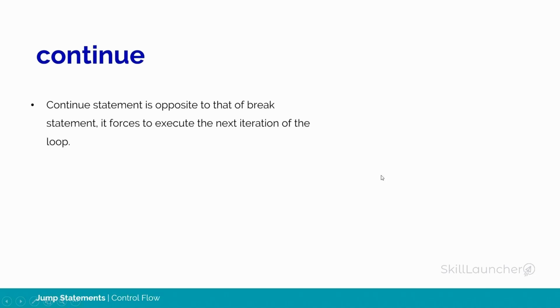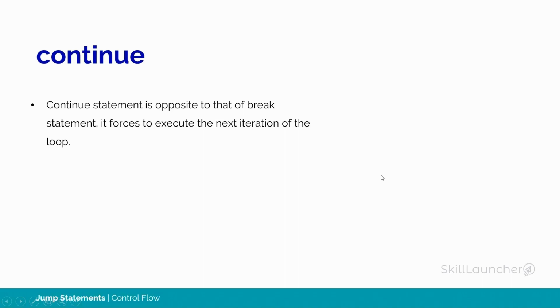The second jump statement is continue. Continue is considered as the exact opposite of the break statement because it forces to execute the next iteration of the loop, whereas the break statement forces to terminate the iterations of the loop. The continue statement interrupts or changes the flow of control during the execution of program. It is mostly used in loops.